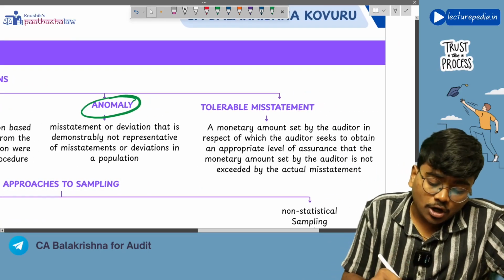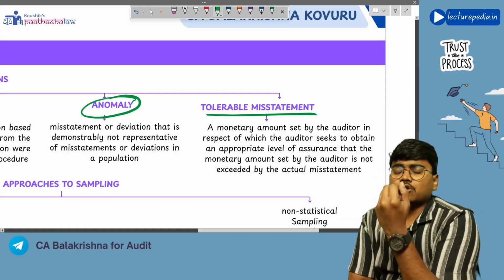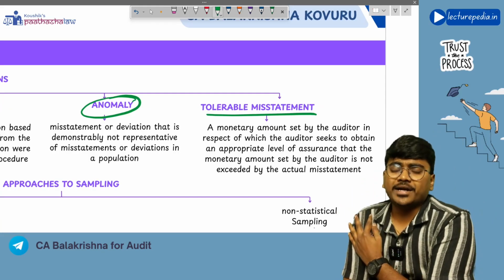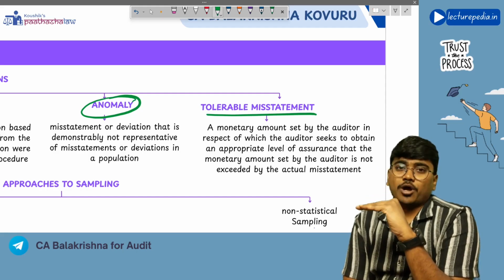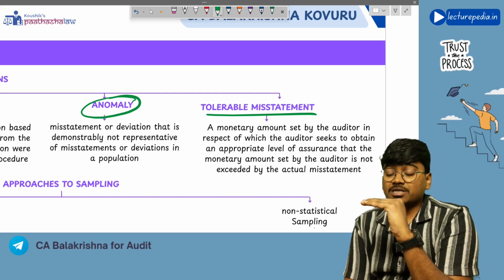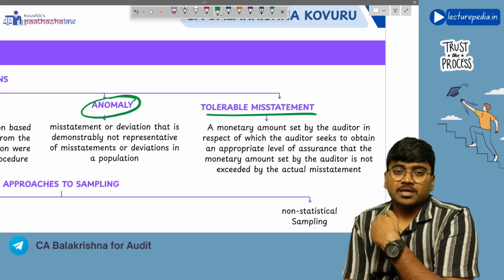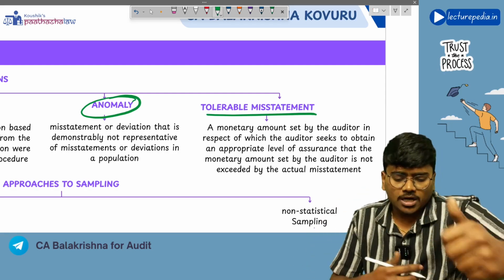Next, tolerable misstatement. What is meant by tolerable misstatement? The rate of misstatement or the amount of misstatement which the auditor has set, stating that up to this point of misstatement I am fine, but if the misstatement crosses this level, then I cannot accept that misstatement, is known as tolerable misstatement, right?